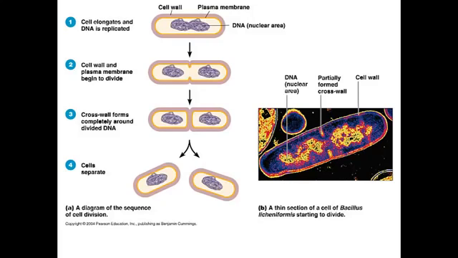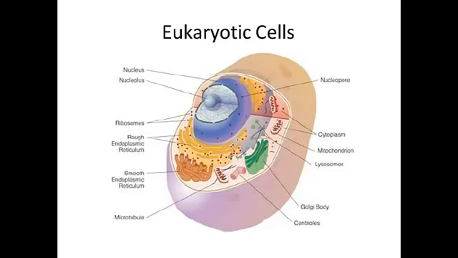And this slide is showing how a bacteria divides by binary fission. So the first step is for DNA to make a copy of itself, and then a cross wall is formed between the two copies of DNA. Eventually the cell splits at that point, and you get two genetically identical daughter cells. The eukaryotic cells, which you're probably a bit more familiar with.